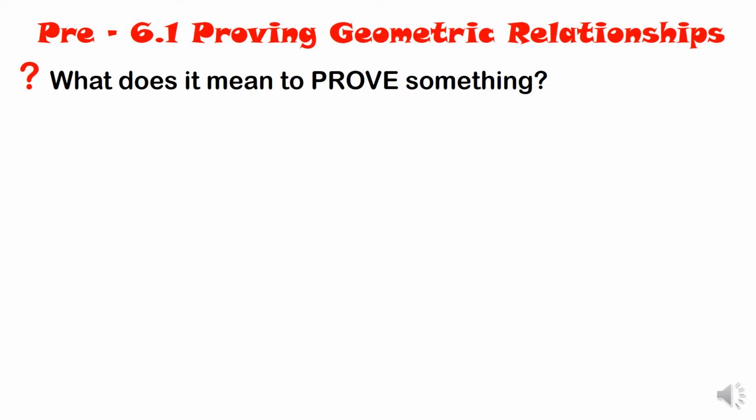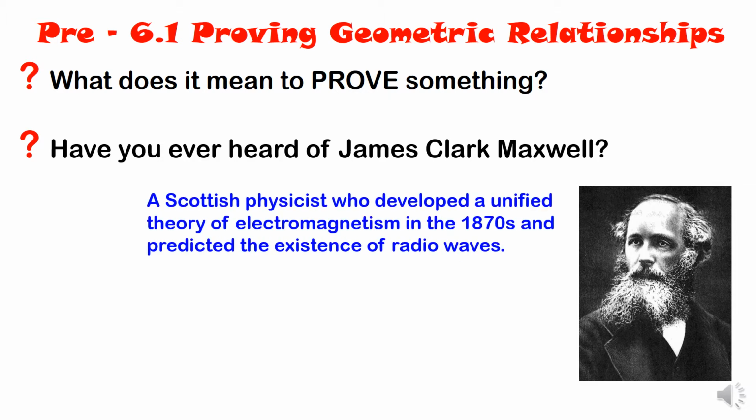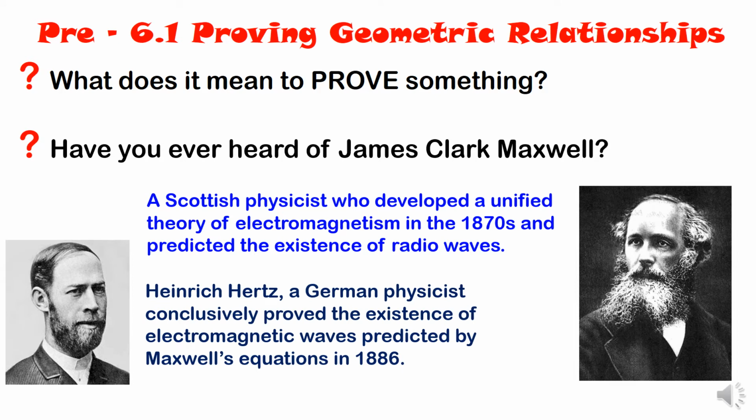Think about that. Have you ever heard of James Clerk Maxwell? Well, he's a Scottish physicist who developed a unified theory of electromagnetism in the 1870s and predicted the existence of radio waves. He didn't prove it, he predicted it. And then along came Heinrich Hertz, a German physicist who conclusively proved the existence of electromagnetic waves that was predicted by Maxwell's equations in 1886. So think of the word theory that you've heard before in many different ways. Have all of those theories been proved? This one has.